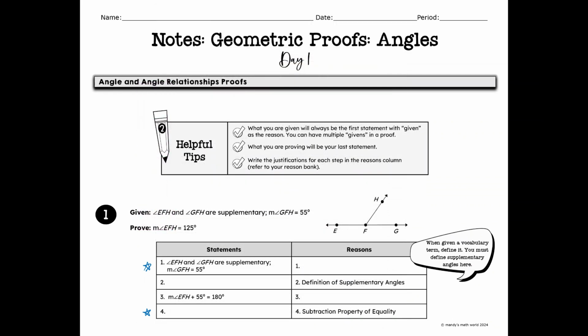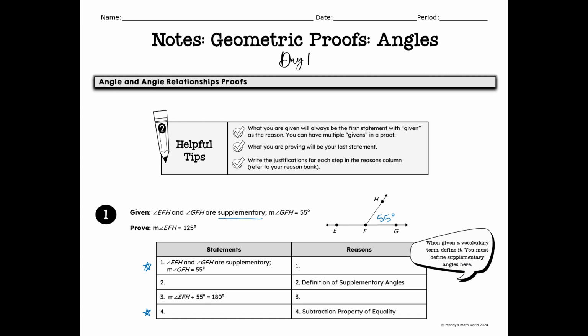So let's get started on example number one. Example number one, we are given that angle EFH and angle GFH are supplementary. It also tells us that the measure of angle GFH is 55 degrees. So I'm actually going to write that down. I'm going to mark up my image. So that's all we know.